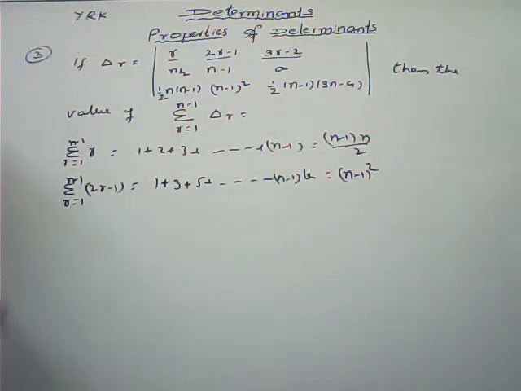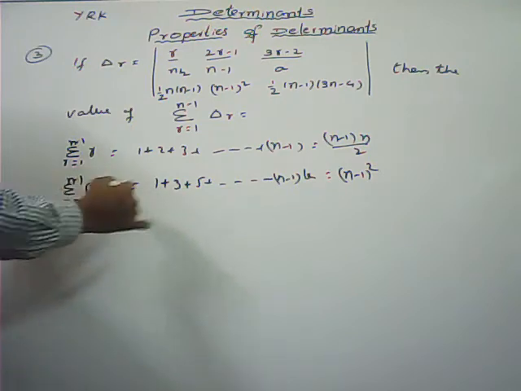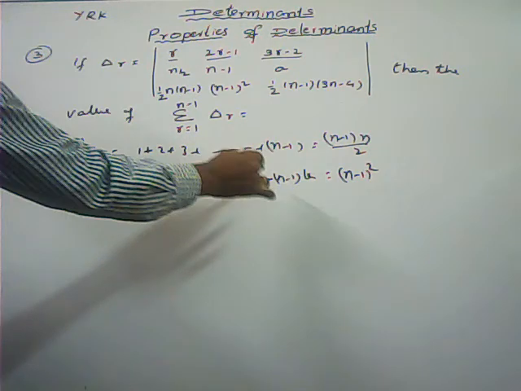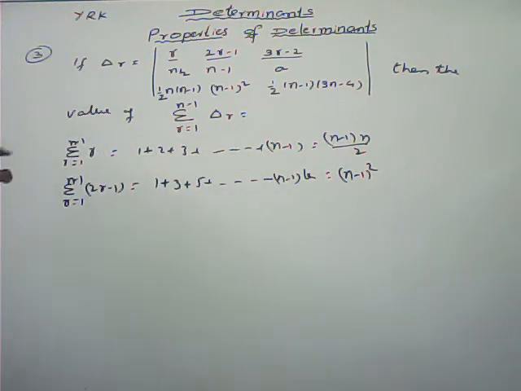Otherwise, these are in AP. The sum to n terms of an AP is n by 2 into 2a plus n minus 1 into d. Here a is the first term 1 and d is the common difference 2, and for the total number of terms, in the place of n you can write n minus 1.